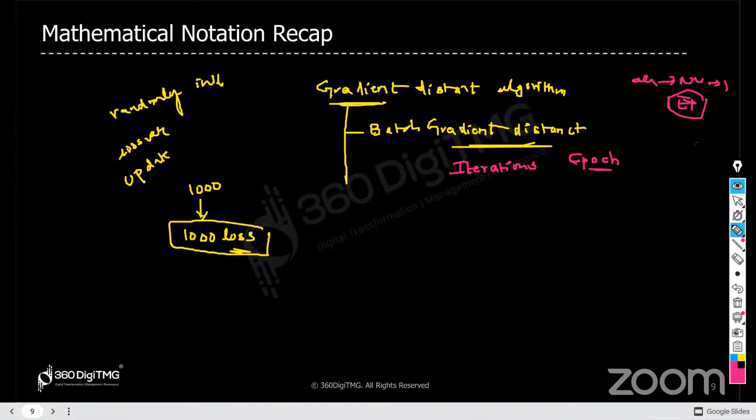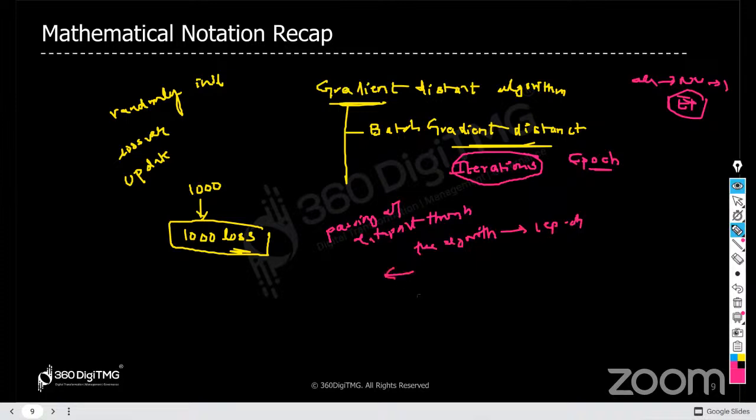Each time you are updating the weight, it is called an iteration. Each time you are passing all data points through the algorithm once is called one epoch. And what do you mean by iteration? Each time you back propagate and update the weights is called one iteration. Now let's see, for each individual method, how many iterations happen for one epoch. Okay, let's check it out.